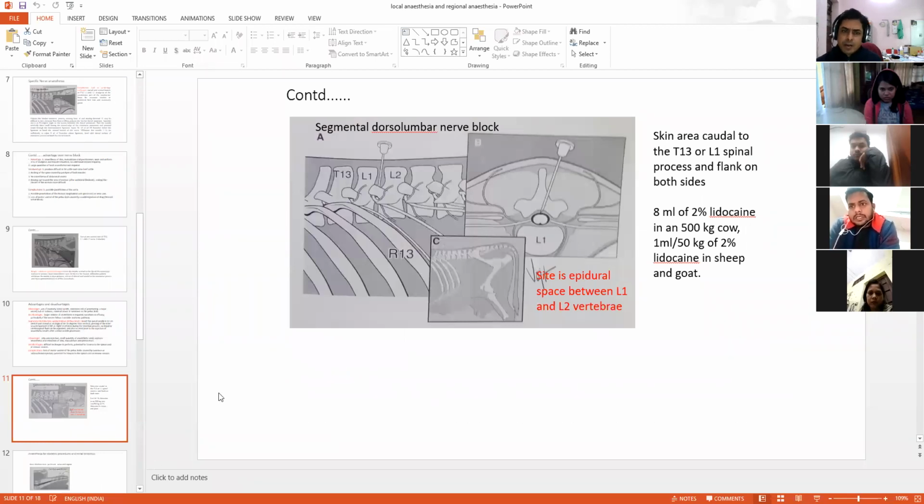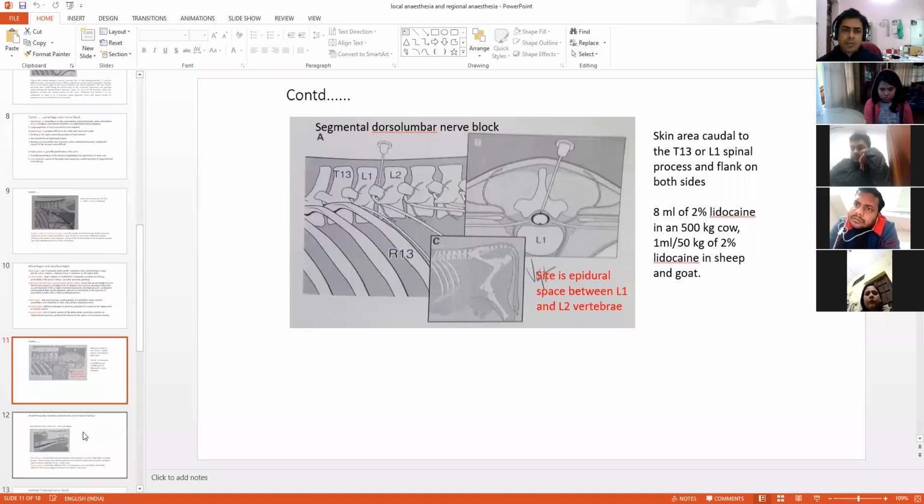This is segmental nerve blocks. You see here L1, and you are going to insert the needle in between L1 and L2. So this is the segmental dorsal lumbar nerve block.